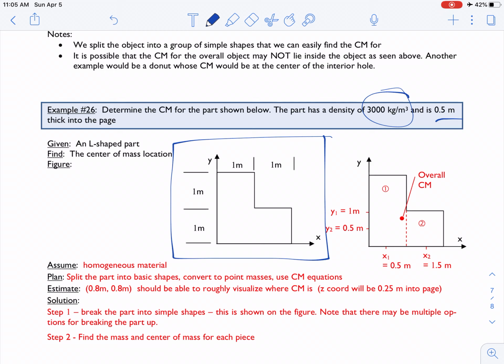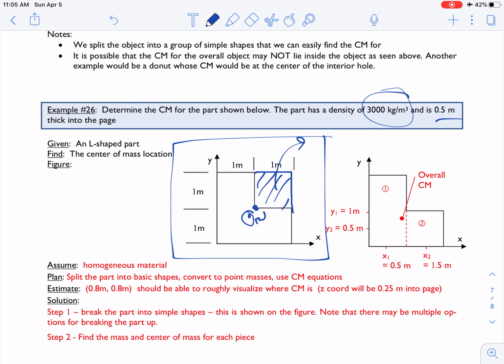What would you estimate? When I estimate, I'm thinking about if this was a complete square like that, the center of mass would be right at the center of the square, right? But we are taking this part out, so that is going to cause a shift in the center of mass. Since that part is taken out, mass is more on this side, so the center of mass is going to shift there.